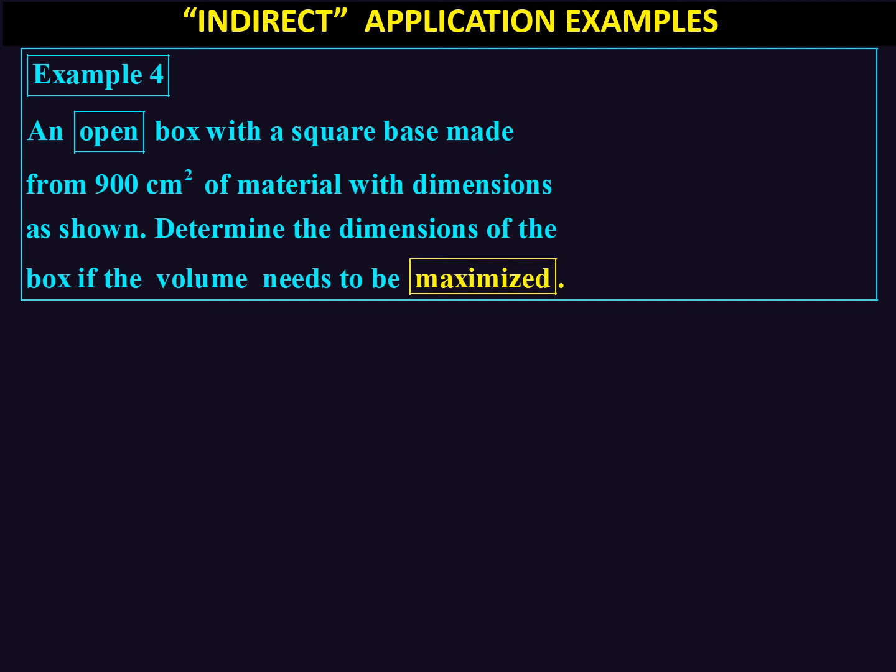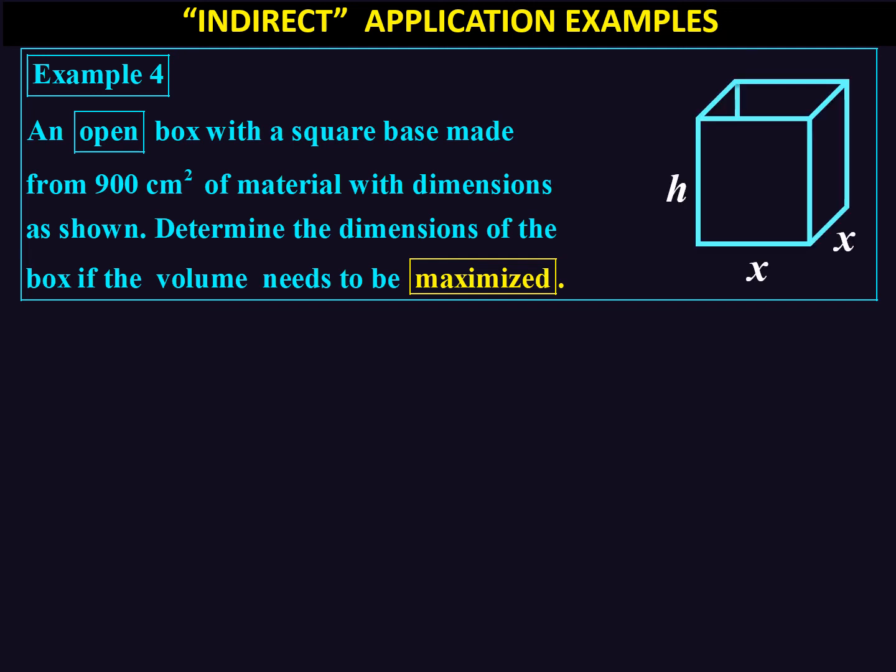Do you know what we mean by an open box? That's right. It doesn't have a top, or it doesn't have a lid. You can see this box, it's open, you can see right through it. Right there you can see inside the box. They said square base, there they tell us is x by x, and that is the height.